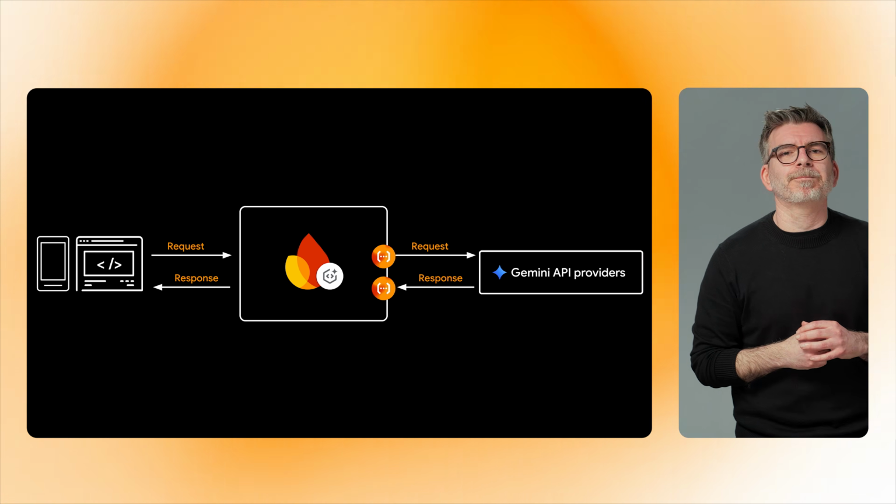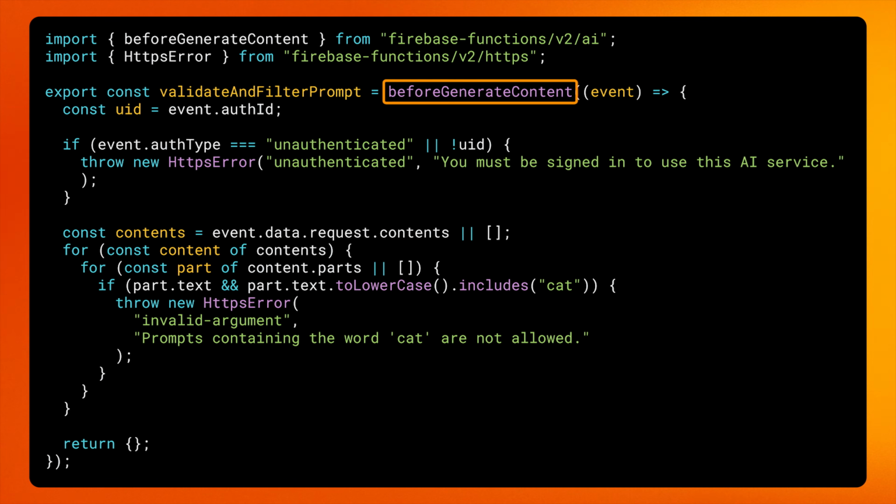Here's an example. This before generate content function is fired every time a client makes a request. I've got full access to the auth context, so I can check who the user is, query my database for the subscription tier. If they hit the free tier limit, I throw an error and the request is blocked before it ever reaches Gemini. That saves me API costs and enforces my business rules.